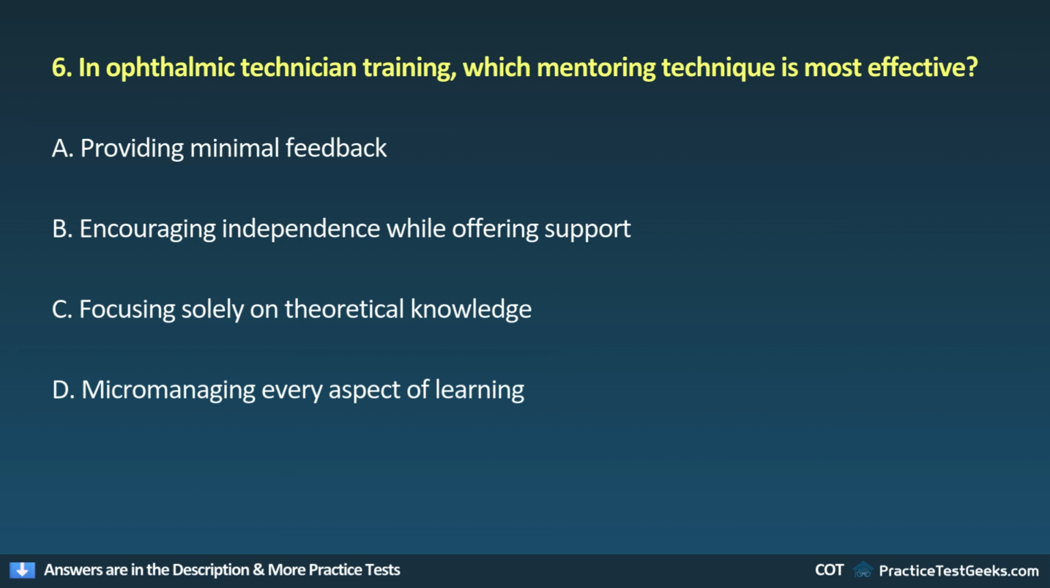6. In ophthalmic technician training, which mentoring technique is most effective? A. Providing minimal feedback. B. Encouraging independence while offering support. C. Focusing solely on theoretical knowledge. D. Micromanaging every aspect of learning.